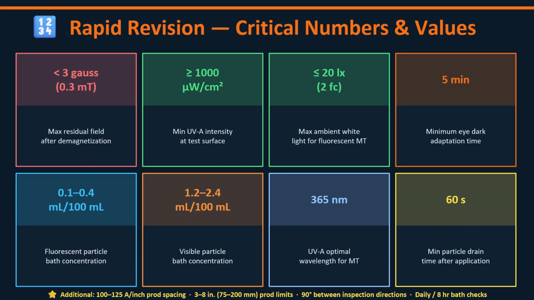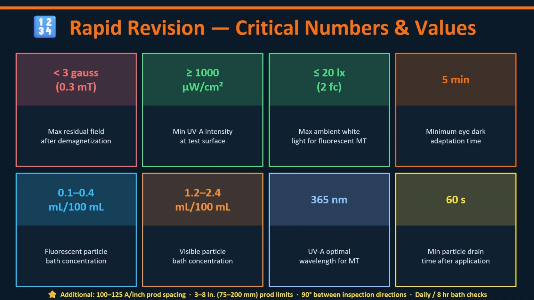The residual field target shown here is less than 3 Gauss, or 0.3 millitesla. Fluorescent MT requires at least 1000 microwatts per square centimeter of UVA at the test surface, with ambient white light no higher than 20 lux. The eye should adapt to the dark for at least 5 minutes. The particle concentration values are 0.1 to 0.4 milliliters per 100 milliliters for fluorescent particles and 1.2 to 2.4 milliliters per 100 milliliters for visible particles. The optimal UVA wavelength highlighted is 365 nanometers.